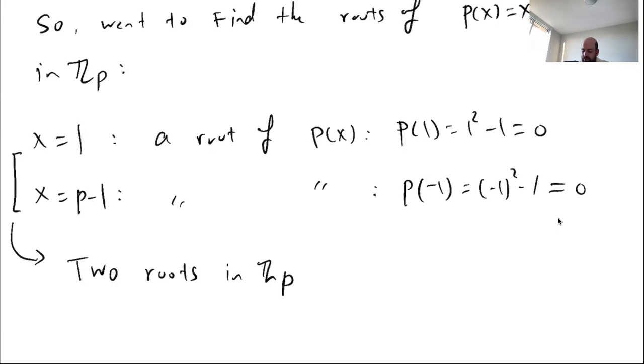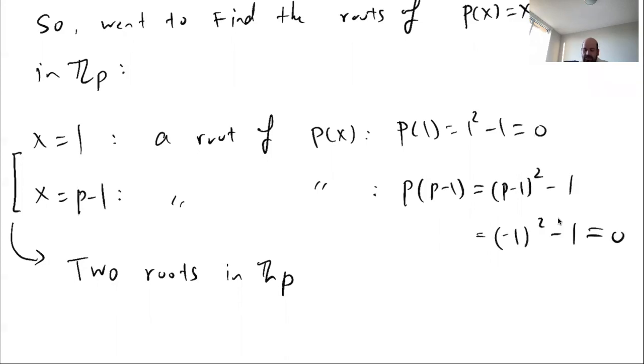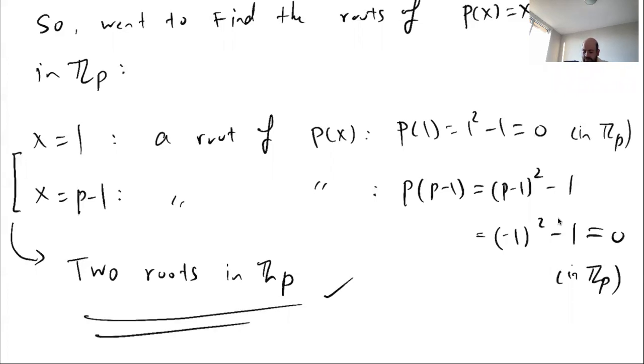So P of -1, you could also write -1 here, it doesn't matter, you could say P of P minus 1 equals (P minus 1) squared minus 1, and that's (-1) squared minus 1, which is also 0. So like I said, P is 0 in ZP. So P minus 1 is same as -1. So we have 2 roots in ZP.